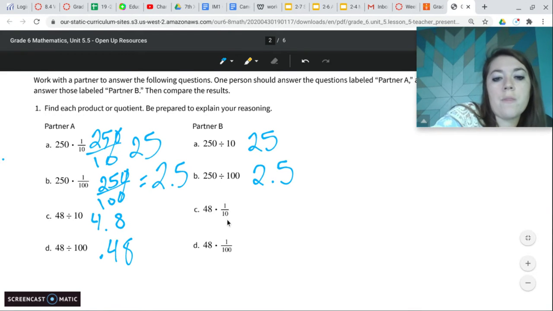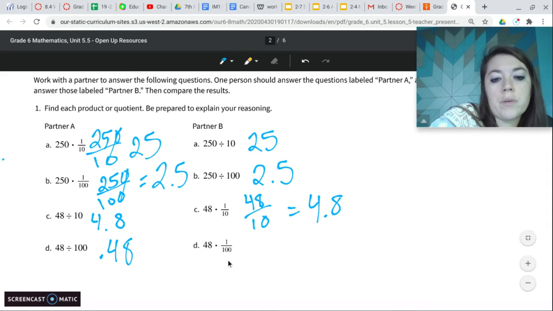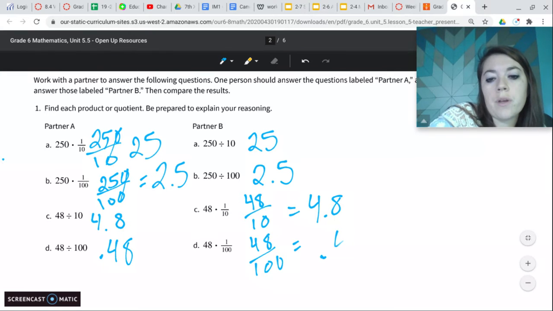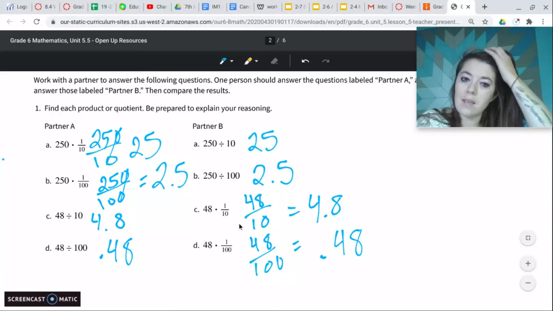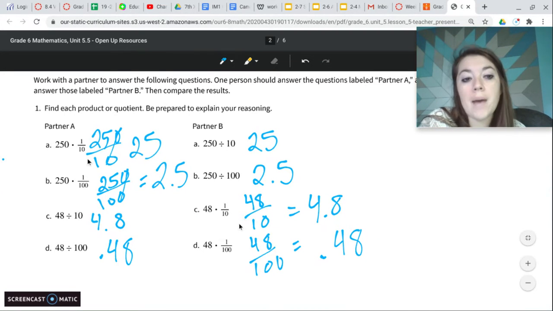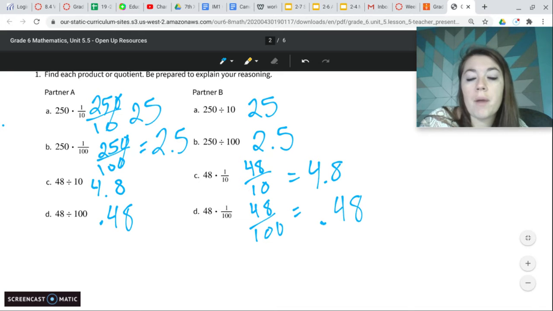48 times 1/10. So 48 over 10. So 10 can go in there 4 with 8/10 left over. And 48 over 100, which we know we can rewrite as 0.48. So we got the exact same answer either way we did these. So multiplying by a fraction, 1/10, is the same as dividing by 10. It's the exact same thing. Same with 100. Multiplying by 1/100th is the same as dividing by 100.